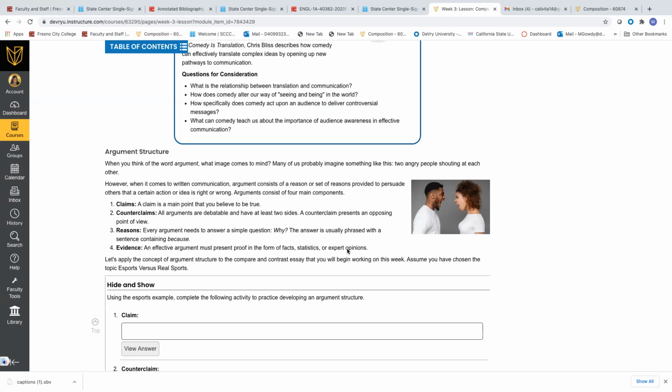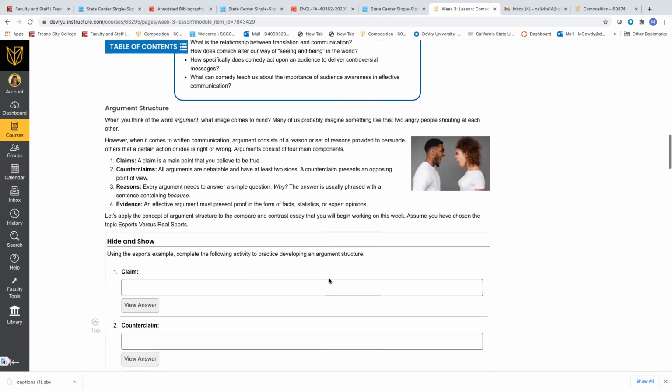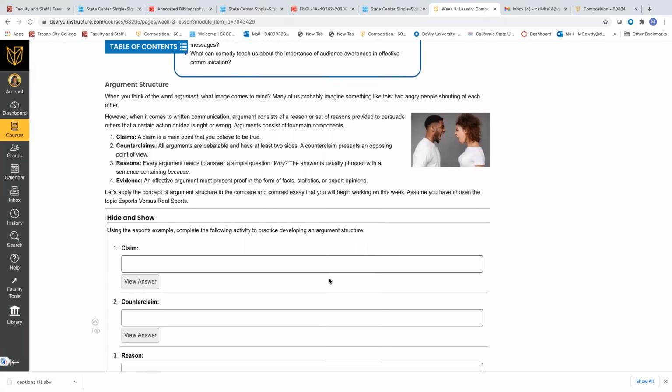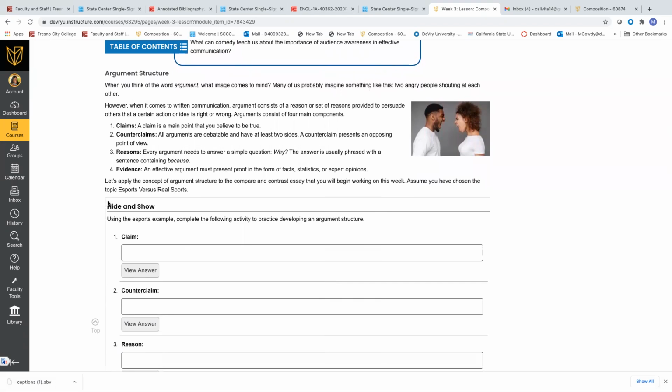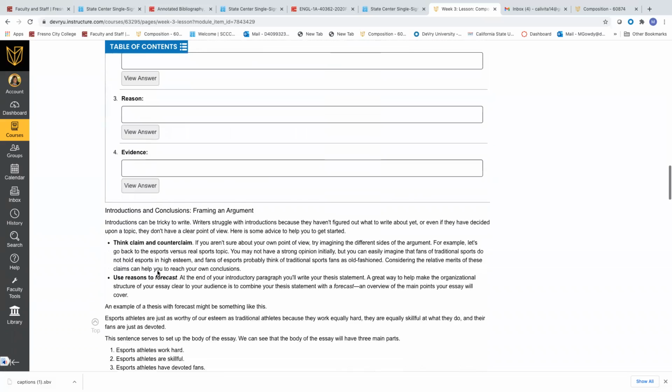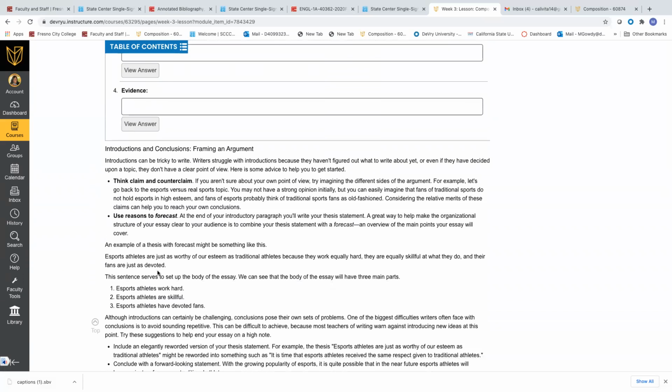So this assignment will help you figure out some different types of claim that you may want to use. So play the little hide and show game, where you type in what you think your claim may be, and then you reveal your answer afterwards. So go ahead and play with that a little bit and see what you come up with.